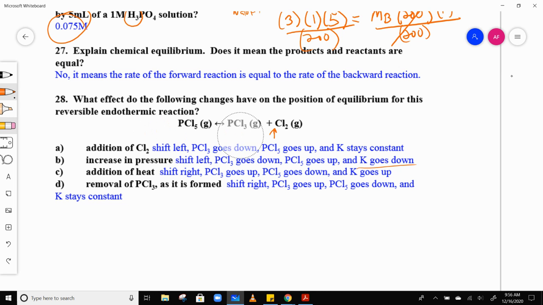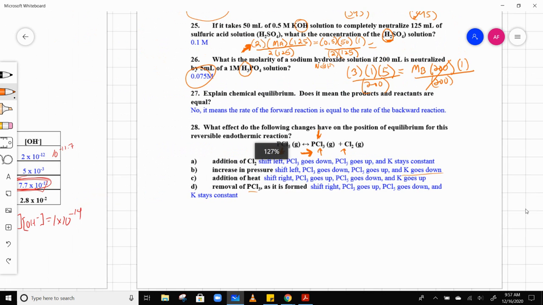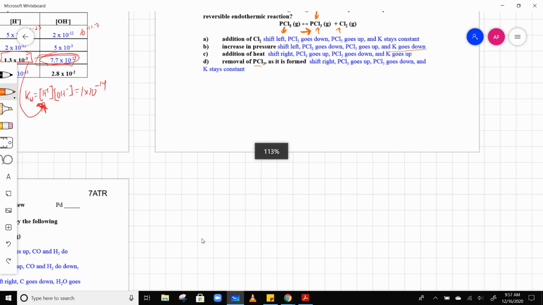Okay. Then last one. Removal of PCl3. So if you remove some of this, we create a hole. Remember, if we create a hole, we got to fill that hole. So we got to shift towards the hole. So that means these are going to go up, and this is going to go down. Okay, but remember, removing or changing concentration does not change the K. So K stays constant there. Okay, that's it for Le Chatelier.